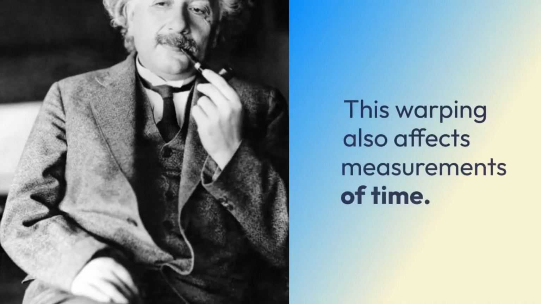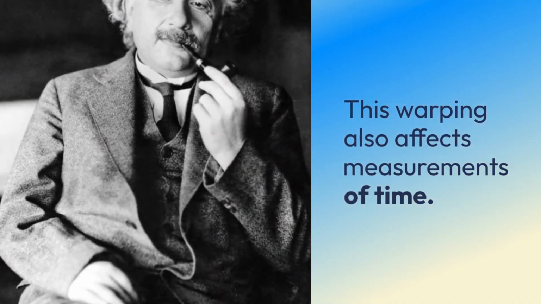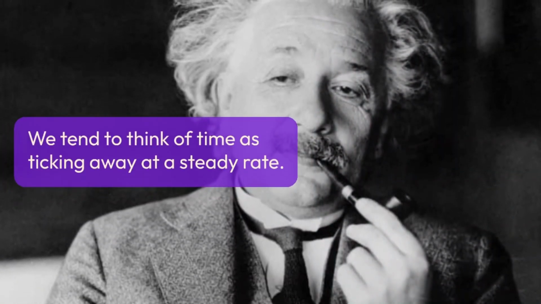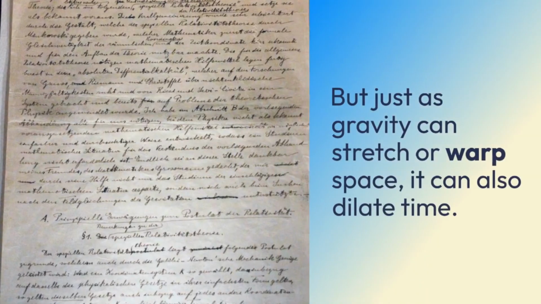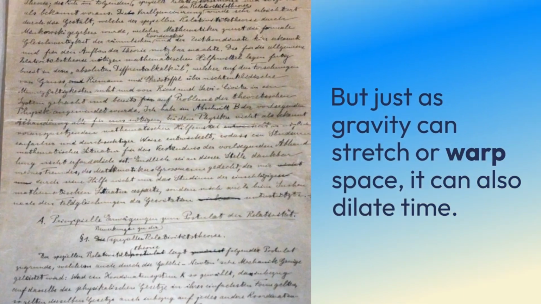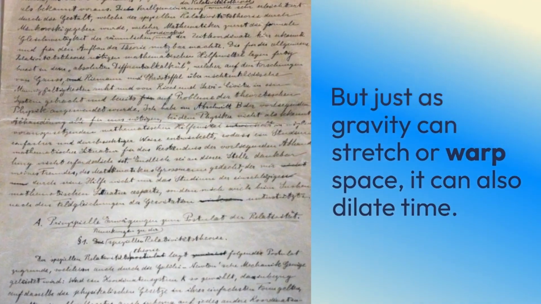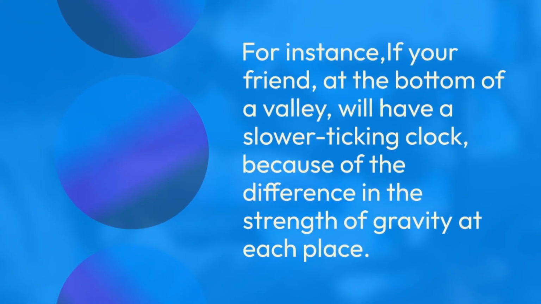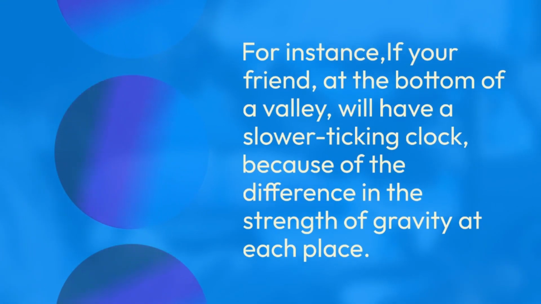This warping also affects measurements of time. We tend to think of time as ticking away at a steady rate. But just as gravity can stretch or warp space, it can also dilate time. If your friend climbs to the top of a mountain, you'll see his clock ticking faster compared to yours. Another friend, at the bottom of a valley, will have a slower ticking clock, because of the difference in the strength of gravity at each place. Subsequent experiments prove that this indeed happens.